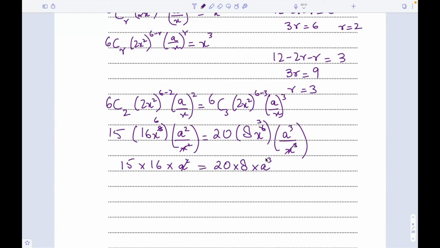So a squared and a cube will cancel, and we get an a on the right hand side. So we can write a is equal to 15 multiplied by 16 divided by 20 multiplied by 8. Simplifying these values, we get a is equal to 3 upon 2.